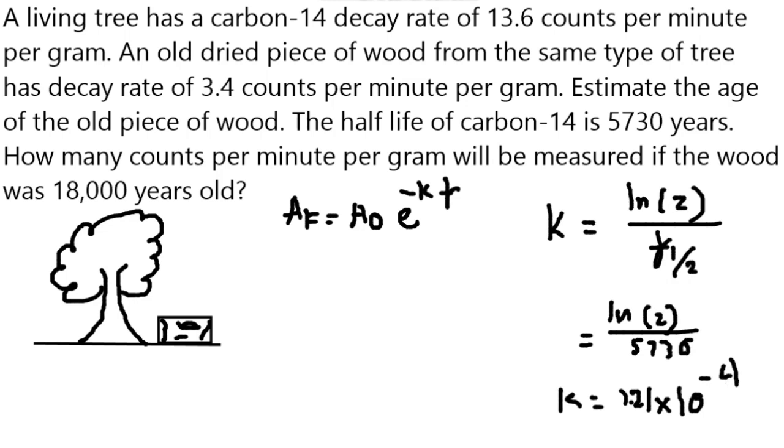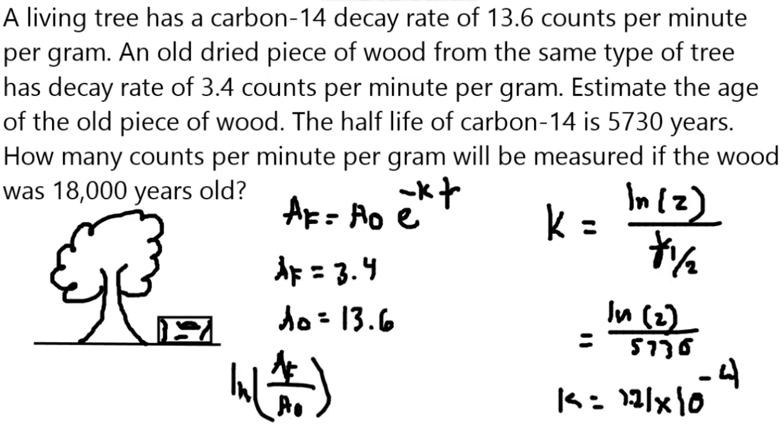So we already know our values here. We have our A sub f, which is going to be the final amount. We only have 3.4 left, and that is the same wood. And we also have the A sub initial, which is going to be 13.6. That's the initial counts per minute per gram. So now what we're going to do is solve for the time here.